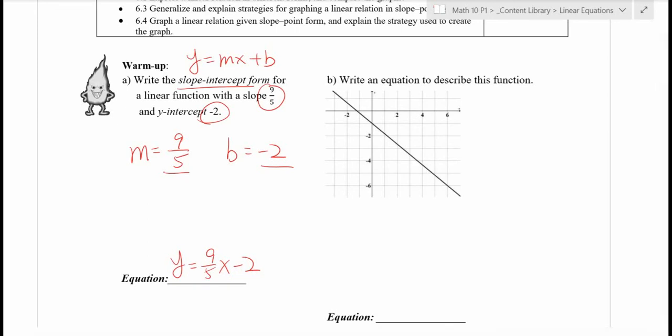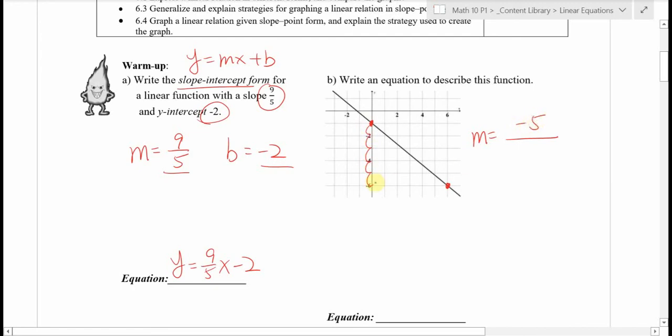For part B though, we need to actually find the slope ourselves. Okay, so let's see here. We have a good point right here, and it looks like we have another good point right here. So we can count the slope. Recall slope is rise over run. So that's 1, 2, 3, 4, 5. So the rise is -5. Then 1, 2, 3, 4, 5, 6 to the right. So the slope is -5 over 6.